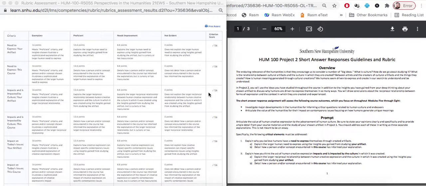for HUM 100 Project 2 Short Answer Responses, Guidelines, and Rubric, it says the enduring relevance of the humanities is that they encourage us to consider a number of big ideas. What is culture? How do we go about studying it? What is the relationship between cultural artifacts and the culture in which they are created? Between artists and the creators of cultural artifacts and the things they create? How is human meaning generated through cultural creations? We humans seem driven to express and create in our search to understand and be understood.